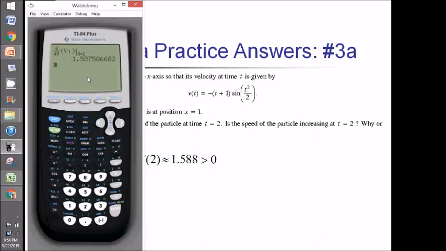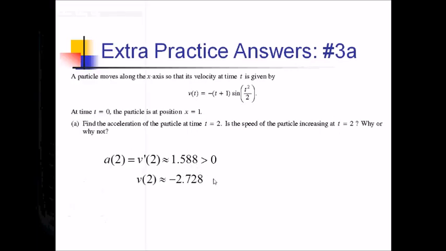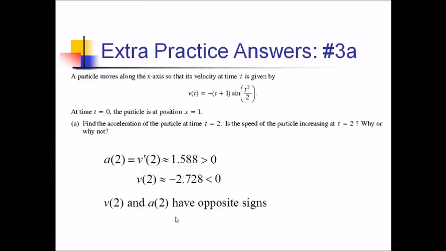So going back to the calculator, I'm going to do alpha trace, and I'm going to pull up y1 directly as a function, and I'll open a parentheses to plug 2 into that function. Comes out to negative 2.728. Significantly, that's a negative number. Since v of 2 and a of 2 have opposite signs, this means they're working against each other, and the speed of our particle is decreasing at t equals 2. Which, to answer the question, would be no, the speed of the particle is not increasing because it's decreasing.